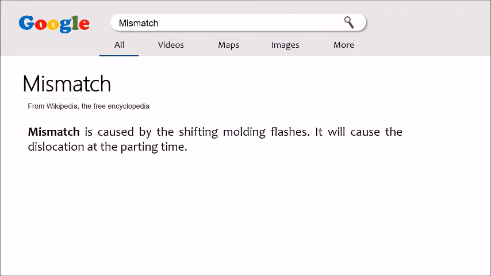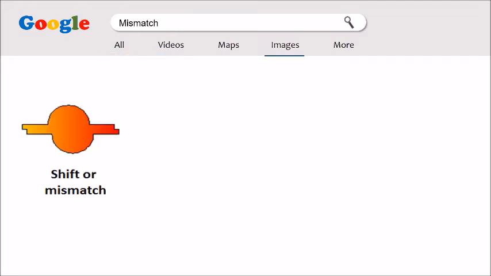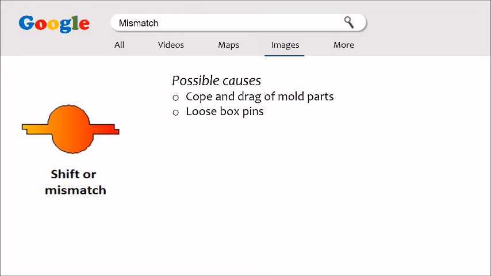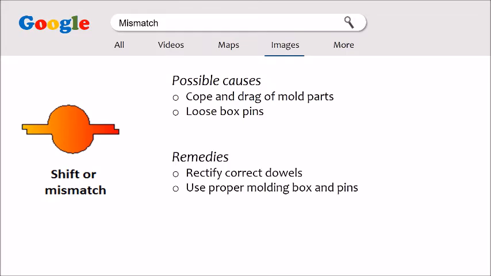Next, we have mismatch. It is caused by the shifting molding flashes. It will cause the dislocation at the parting line. The possible causes: cope and drag of mold parts and loose backing pins. For the remedies, we could rectify correct dowels and use proper molding backs and pins.